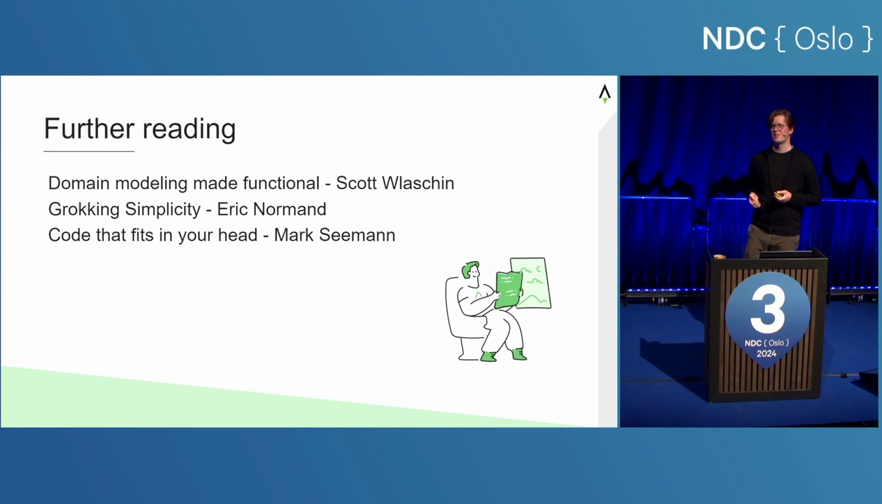I do have some suggestions for further reading if you want to learn from the experts and not this random dude standing in front of you. Three books: Domain Modeling Made Functional by Scott Wlaschin, Grokking Simplicity by Eric Normand, and Code That Fits in Your Head by Mark Seemann. All of these books I would highly recommend, and they also are written with code examples in different languages. There's one F#, one C#, and one JavaScript book here. So something for everyone, hopefully.